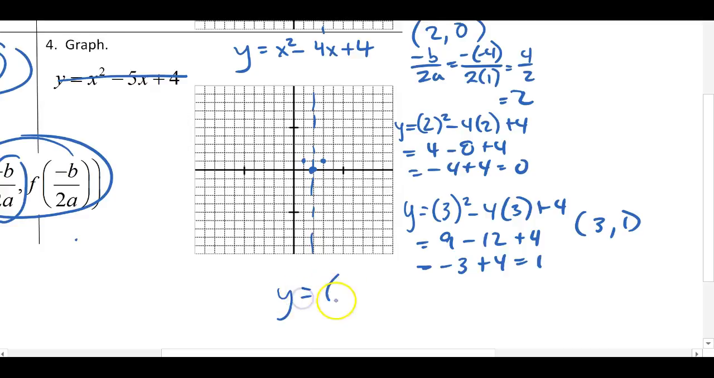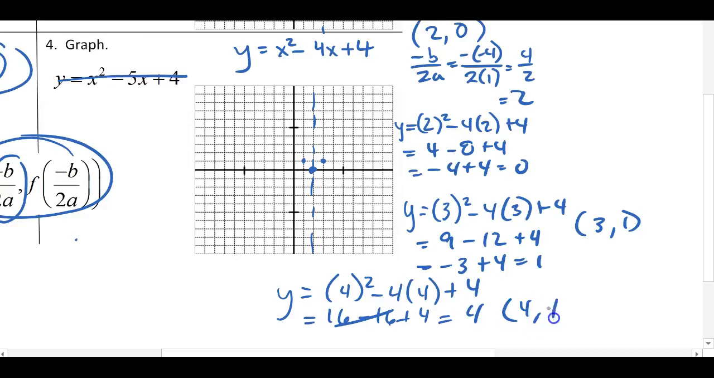Plug in 4. 4 squared, 16, minus 4 times 4, 16, plus 4. Okay, well 16 minus 16 is 0, plus 4 is just 4. Okay, so this next point is going to be 4 and 4. Okay, so 4, go up to 4, and this is 2 to the right, so this one will be 2 to the left. And again, just make a nice U, as smooth as possible, just make sure it doesn't look like a V, and that's it. Okay.